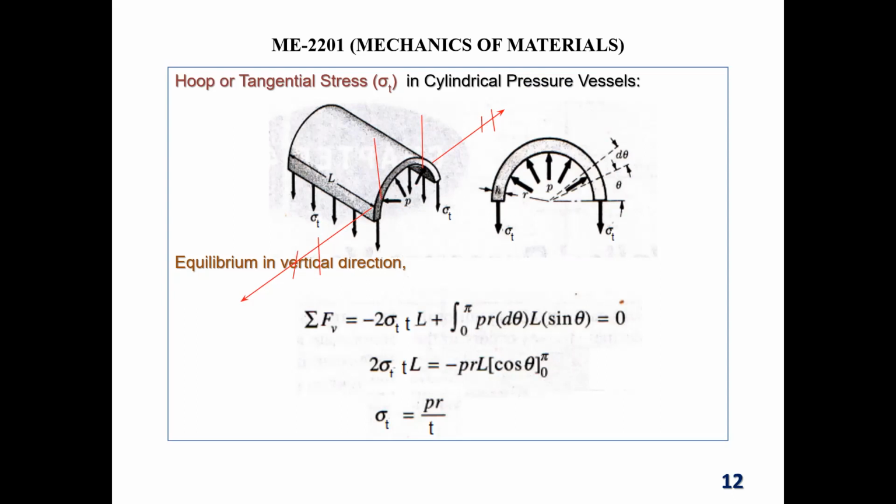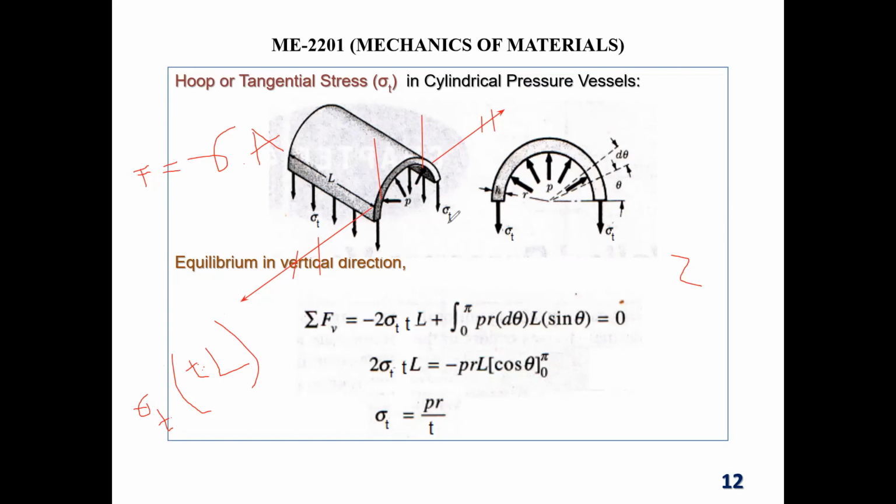So force working in downward direction will be how much? If I say this is minus, stress equal to force over area, so force equals stress into area. Throughout the thickness, the stress working is sigma T. So what is the area? Area will be thickness of the wall T into L. This area you multiply by sigma T. This much force is working downward on this one side.